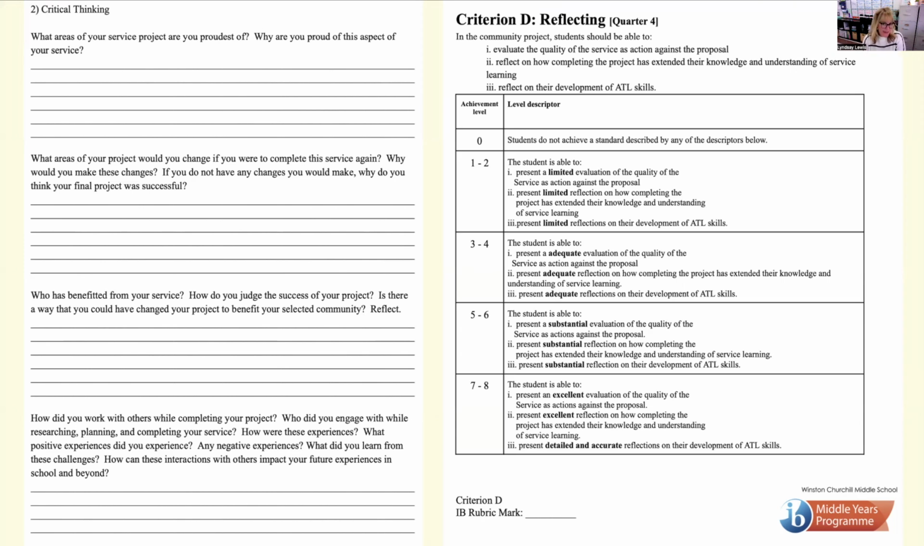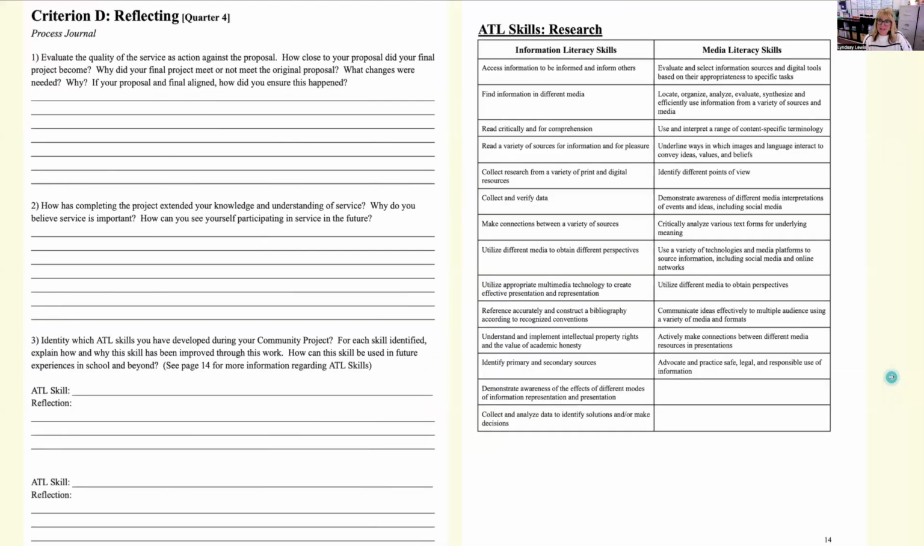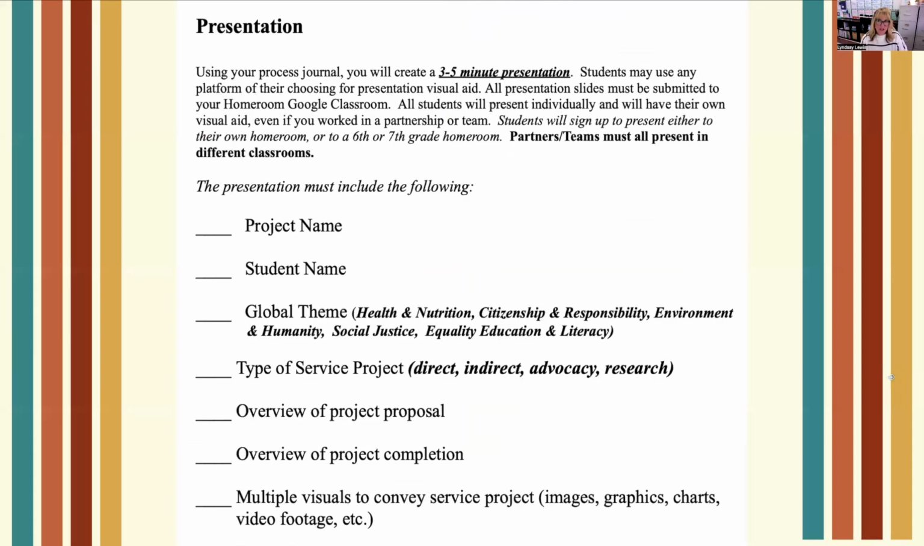The last criterion, D, is the final reflection. This is what will also be completed at the end of fourth quarter. And this will go into a little bit more on the ATL skills, your research skills that you used going through the process. And then there is a presentation that I mentioned that will be required at the end. All students are going to use their process journal essentially to create their visual and their presentation. Every student will be creating a 3 to 5 minute presentation.